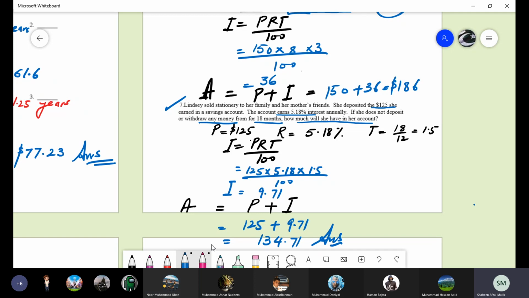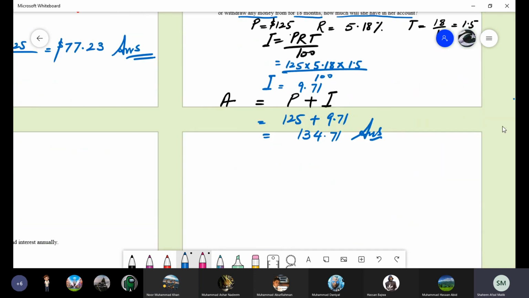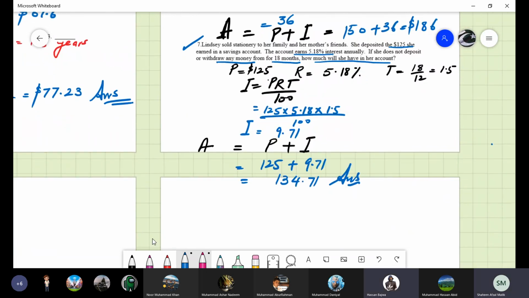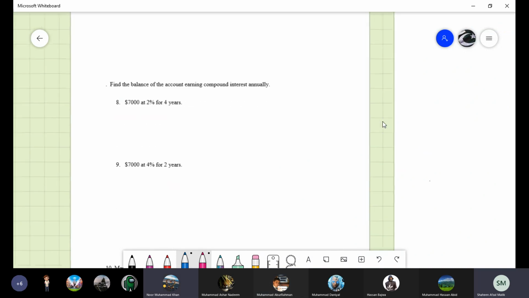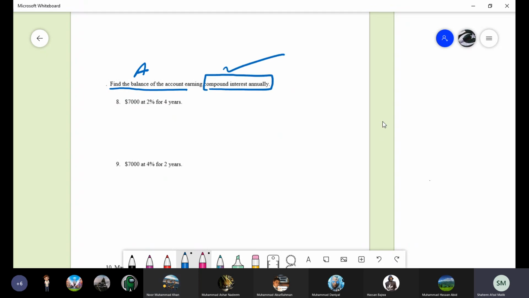Next question, Mubashir will solve. Oh, sorry, Hassan, then after Hassan, Mubashir. Boys, have you done this question? Yes, ma'am, question 7. Okay, Hassan, now the question is changed. Find the balance of account. Find the balance of account means you have to find out the amount, earning compound interest annually. The question is related to compound interest. It is not simple interest.